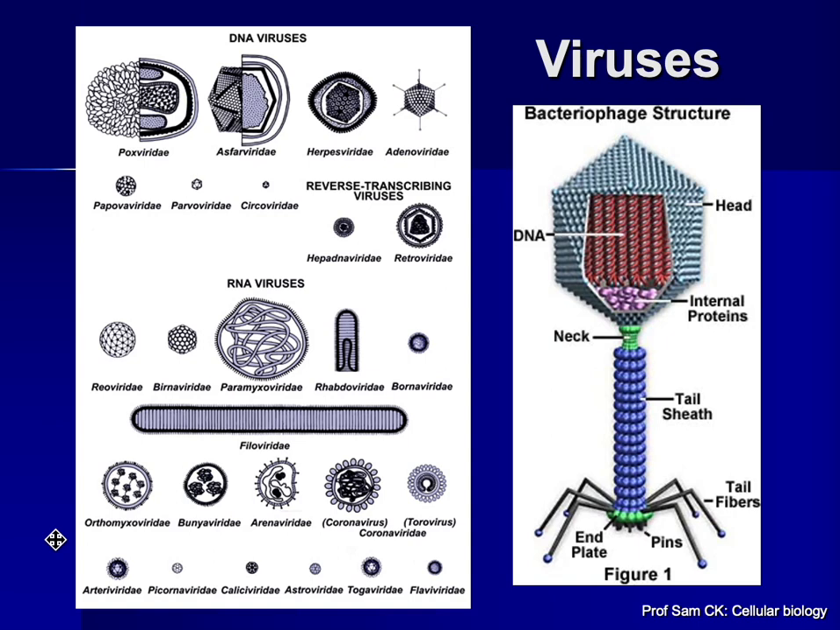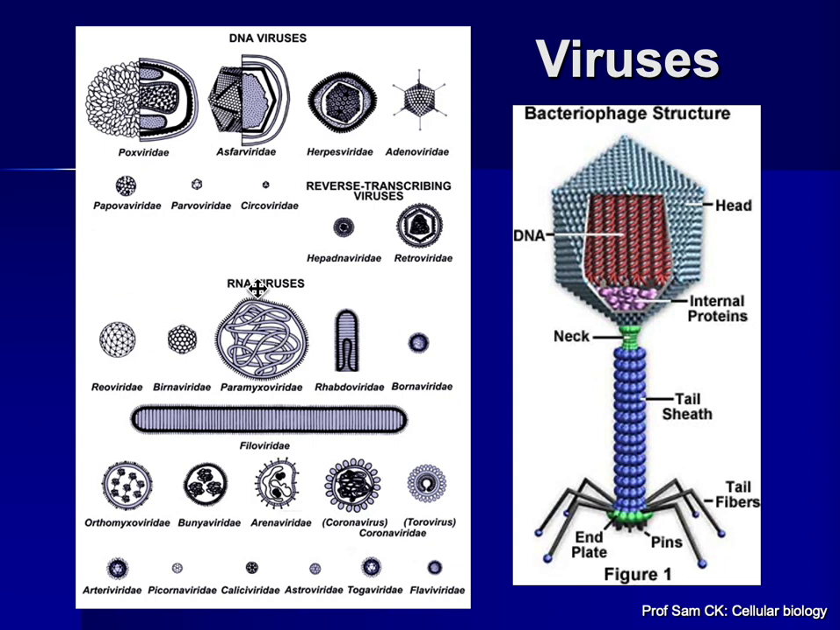I mentioned before that the viruses are very diverse in terms of their morphology. On top, you can see different morphologies or different types of DNA viruses that also include the bacteriophage. This is how the bacteriophage structure looks. It has the head over here, the neck, the genetic material, the DNA inside of the head, and then the tail over here, and there are also these tail fibers. This reminds me of the shape of a spider.